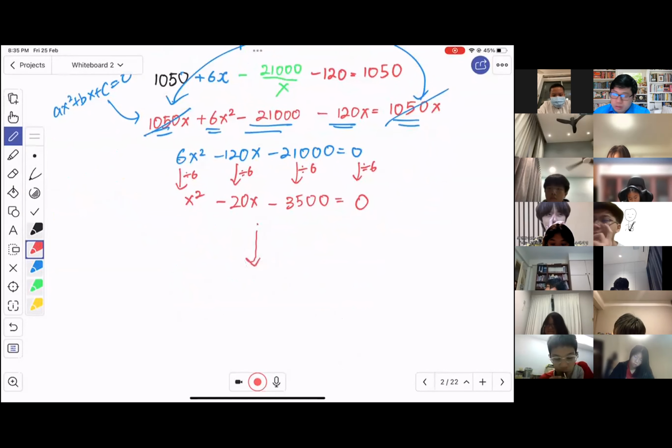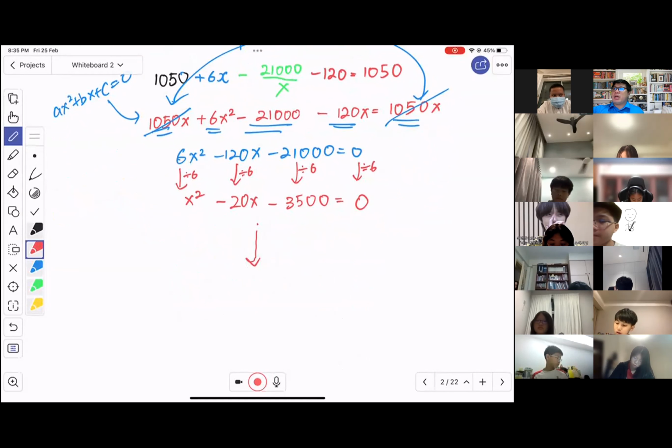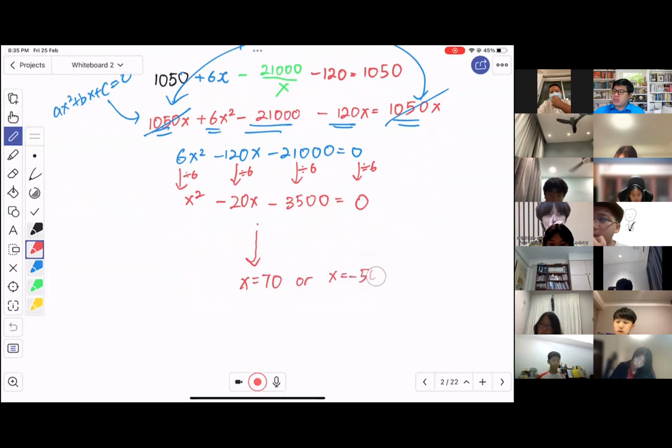And from here, well, just use the quadratic formula. It's factorizable actually. And your answer will be x equals to 70 or x equals to negative 50, which you likely won't take because x is more than 0. A selling price can't be negative. If you go to the supermarket, you want to sell things, and the price is negative, it means they're giving you money.